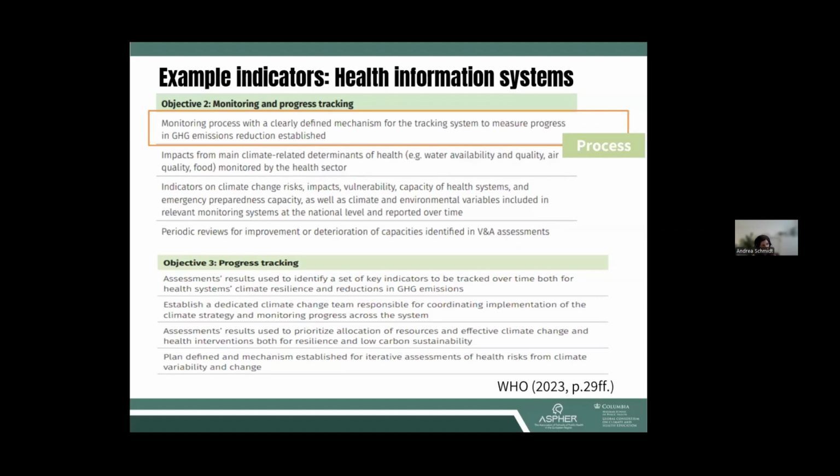Do I have a monitoring process with a clearly defined mechanism for the tracking system to measure progress in greenhouse gas emission reduction? Is it established? Yes or no? This is a yes or no indicator. In a way, it's a process indicator. At the same time, it's a structural indicator. So it's a precondition in a way to start actually action, because I need to establish first my monitoring system to be able to act.